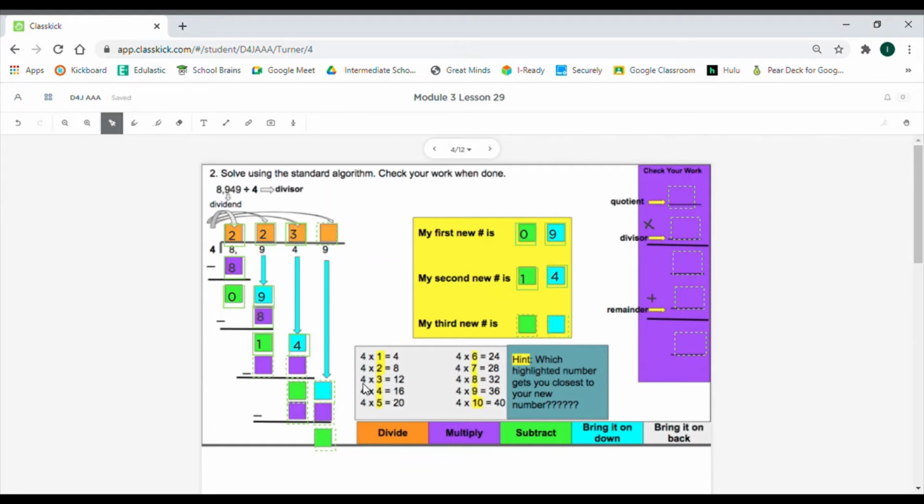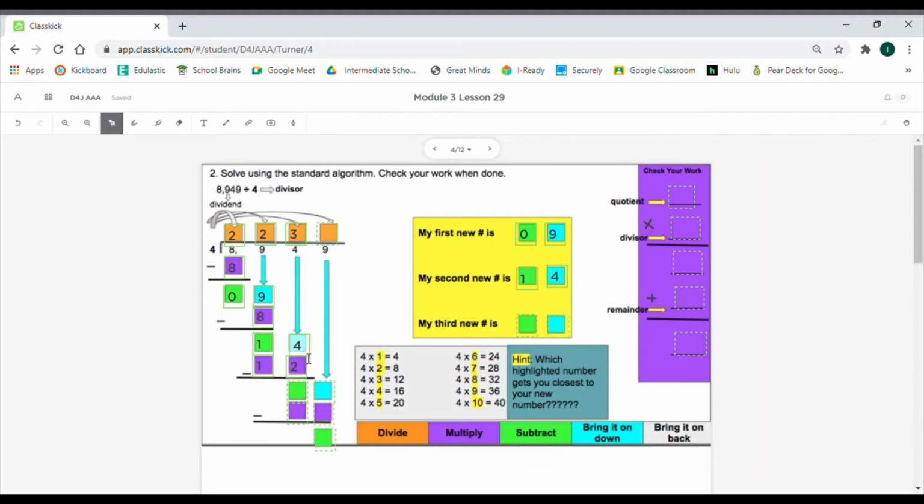If you said 3, you are absolutely correct. If I multiply 4 by 4, I get 16, which is bigger than 14. I just put a 3 at the top, and my divisor is 4. 4 times 3, what do I get? Yeah, 12.